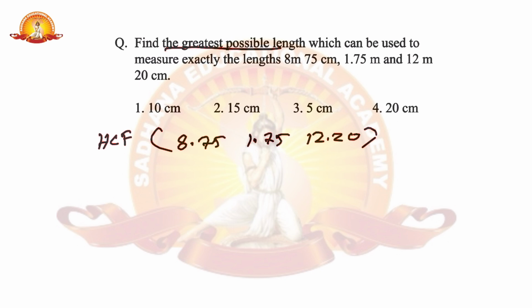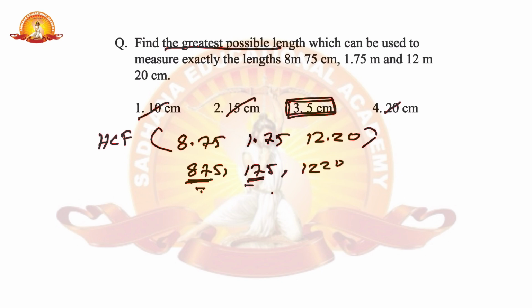Let us convert the numbers into centimeters. The first one is 875 centimeters, the second one is 175 centimeters, and the third is 1220 centimeters. Here we have to find the highest common factor. If you see the options, 10 centimeters does not match with 875 and 15 does not satisfy 175. 20 does not match with 175 nor 875. The answer should be 5 centimeters, which can divide all the numbers exactly. Therefore, the highest common factor is 5, and the greatest length will also be 5 centimeters.